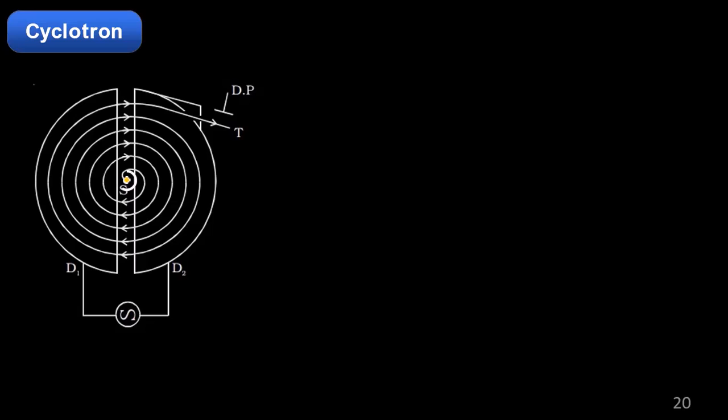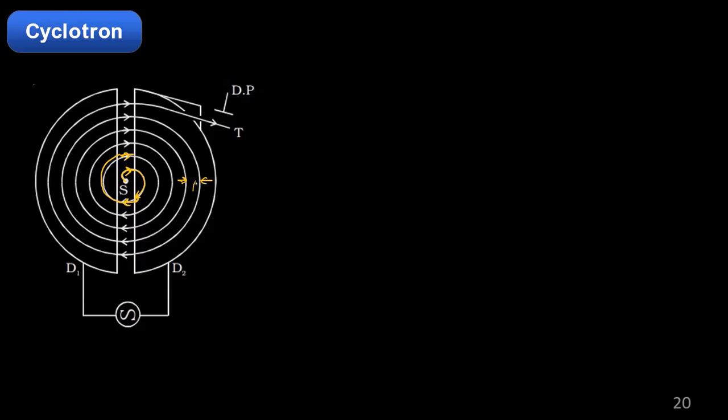Once from this point to this point, the electric field is acting in this direction, so the particle moves in this direction. Once the particle comes over here, the electric field has to reverse. The particle goes from here, and again moves along a larger circle, then goes to the electric field. Like this, every time the electric field is directing the particle towards the D to form a larger circle.